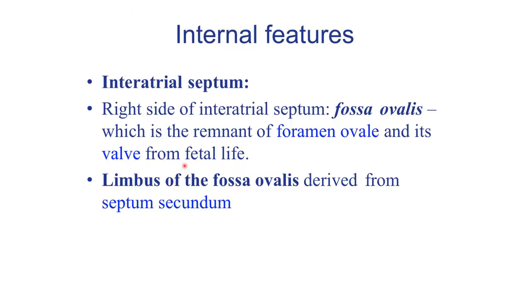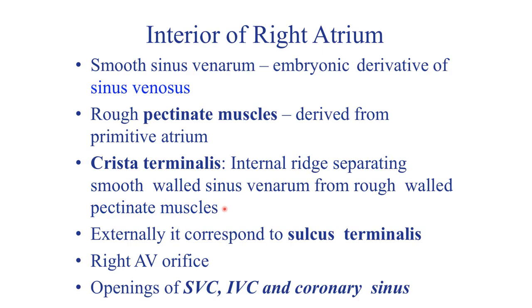But now see, the limbus of fossa ovalis is derived from the septum secundum. I'll do another session on the embryology of the heart, and you will understand what the septum secundum is. We have the septum primum and the other septum, which are found during the embryology of the heart. Now, the pectinate muscles, we've already seen that. They are derived from the primitive atria. This is the rough surface of the lateral wall of the atria, left and right. They both have the pectinate muscle.